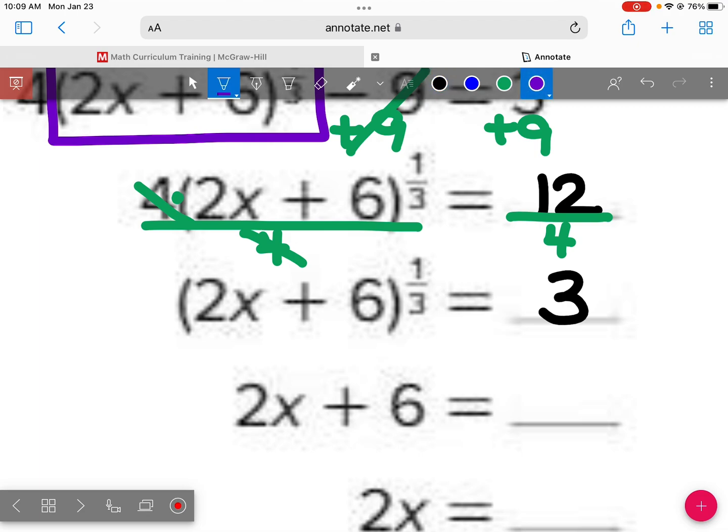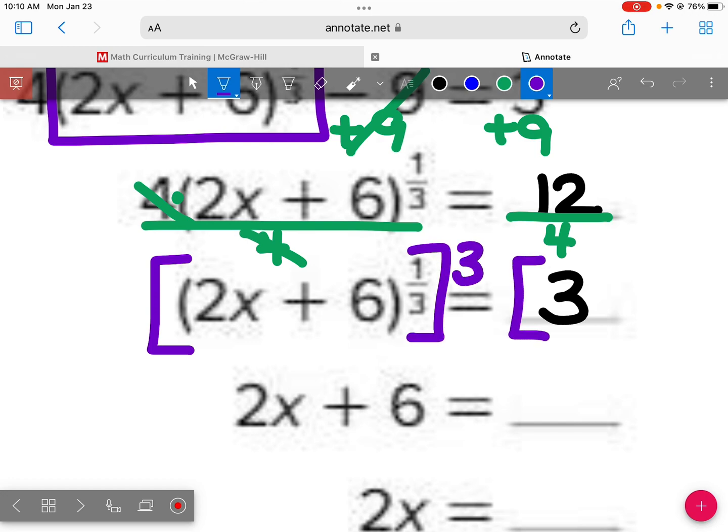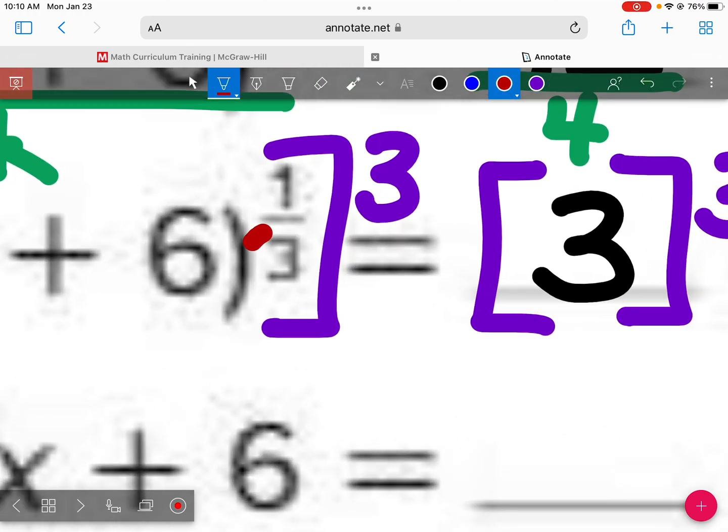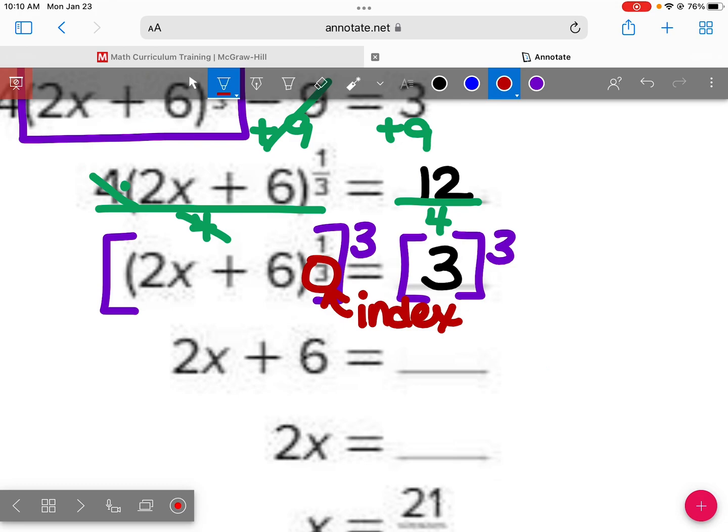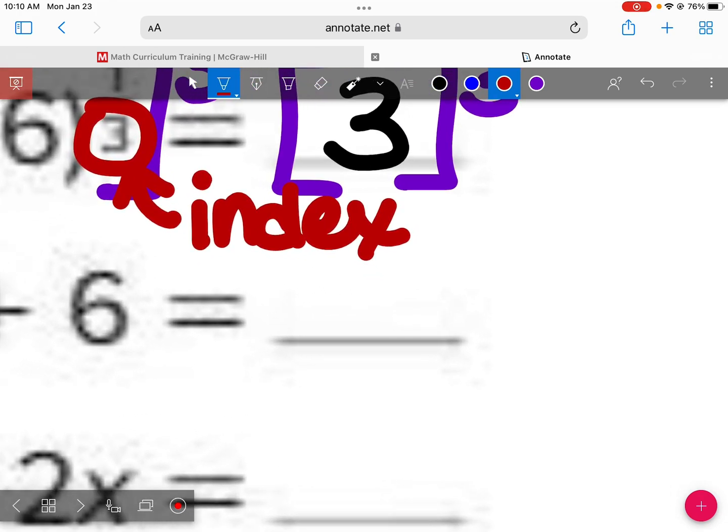Now I'm ready to get rid of that 1/3 power. How do I get rid of that? Yep. I'm going to take this side and raise it to the 3rd power. I'm going to do the exact same thing over here. Whatever my index is, whatever my denominator is, that's the power I'm going to raise it to. So since my index was 3, we're going to raise it to the 3rd power. This right here is my index. What is 3 to the 3rd power? 27.